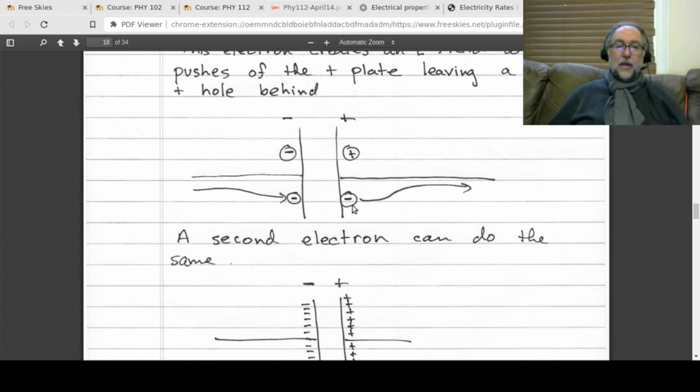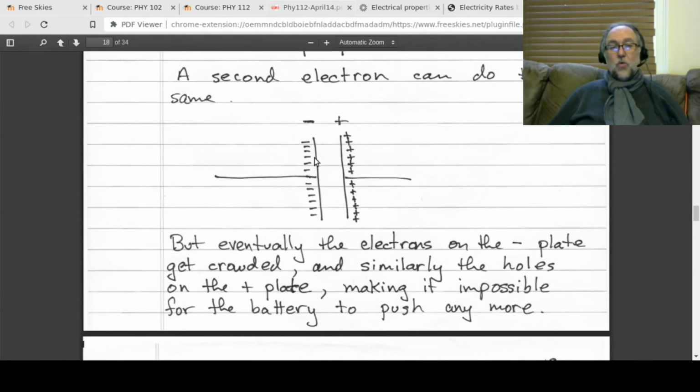I'm going to run away, and it leaves behind another positive. And it just keeps doing that. And so more and more negatives accumulate on the negative plate, more and more positives accumulate on the positive plate. But the thing is that now the negatives on the negative plate are crowded, and they don't like being near the negatives on the negative plate, okay? And the positives on the positive plate, they don't like it either, okay?